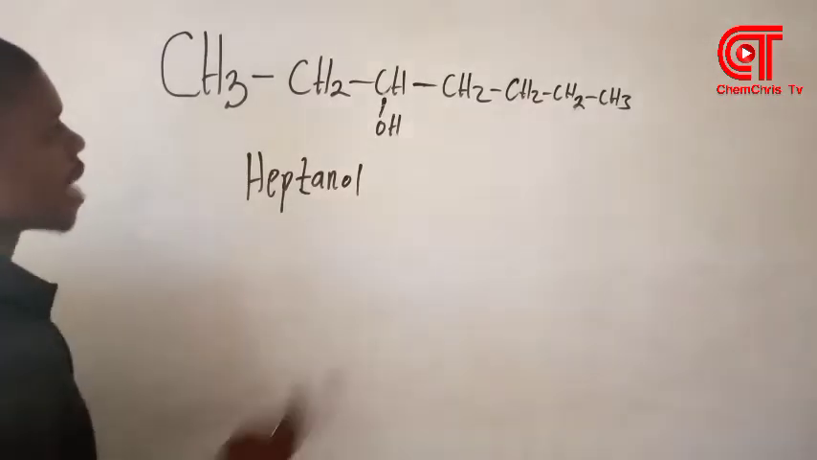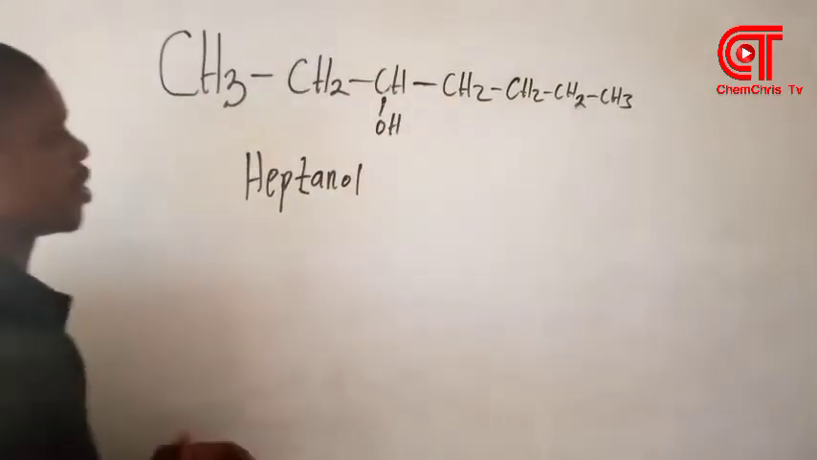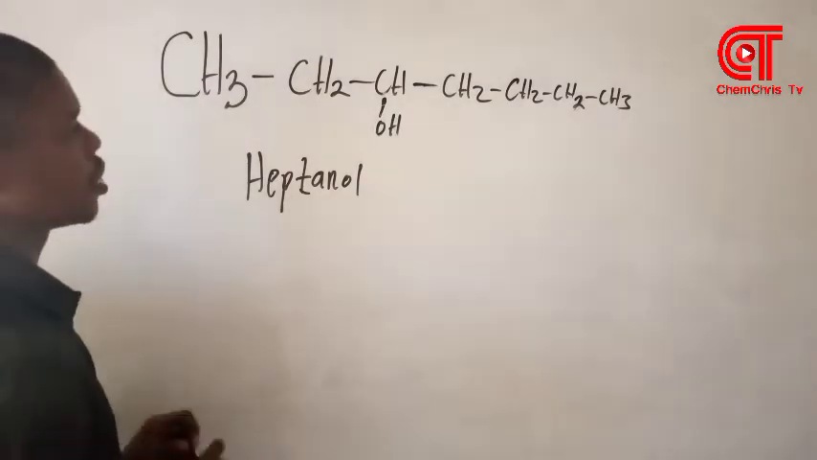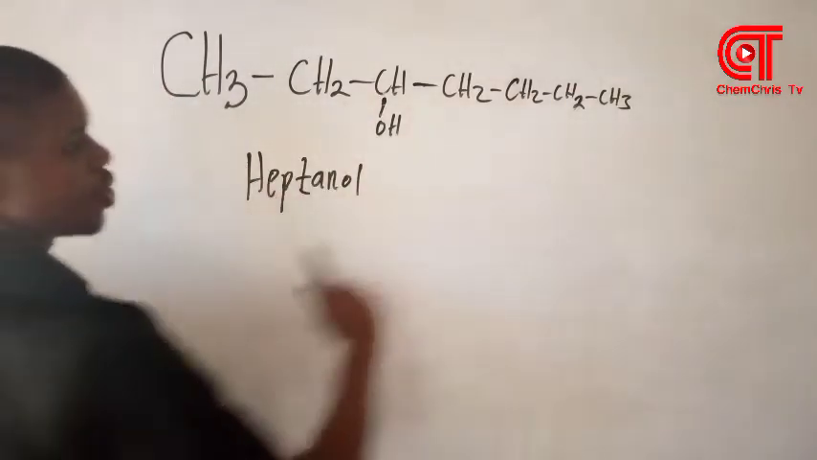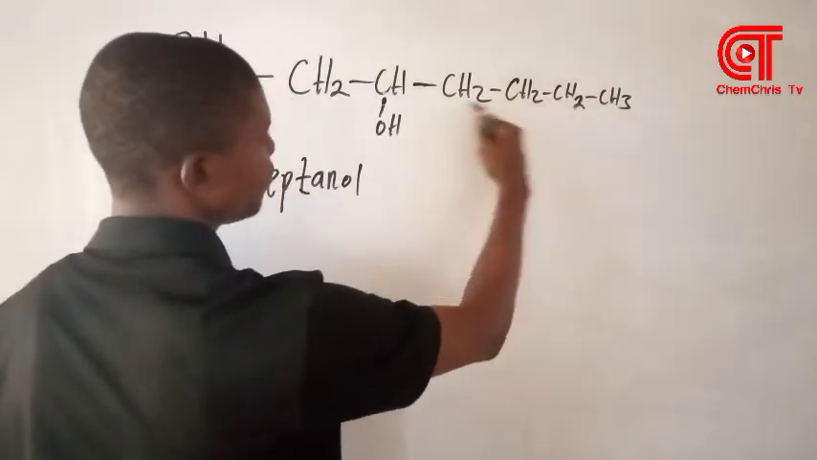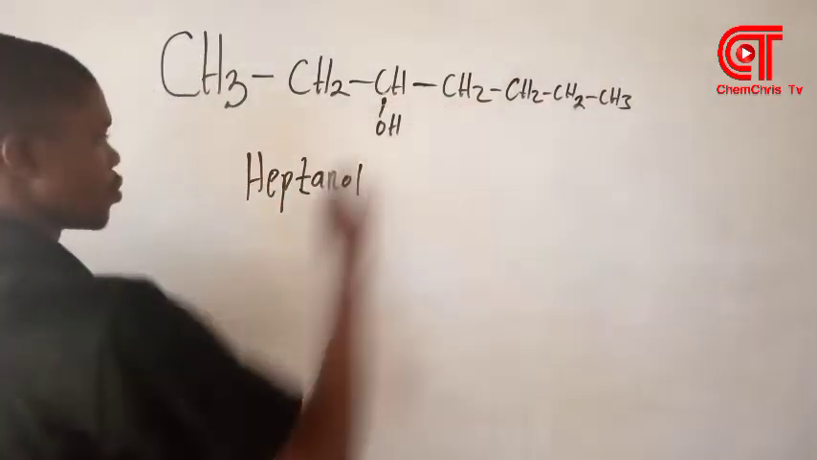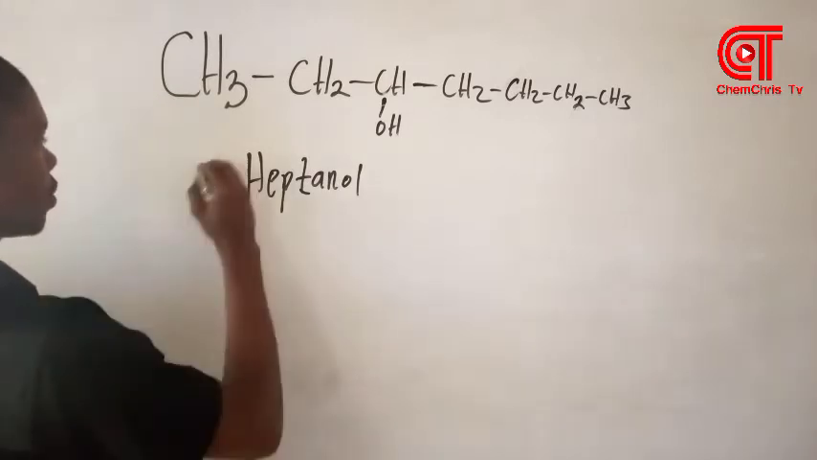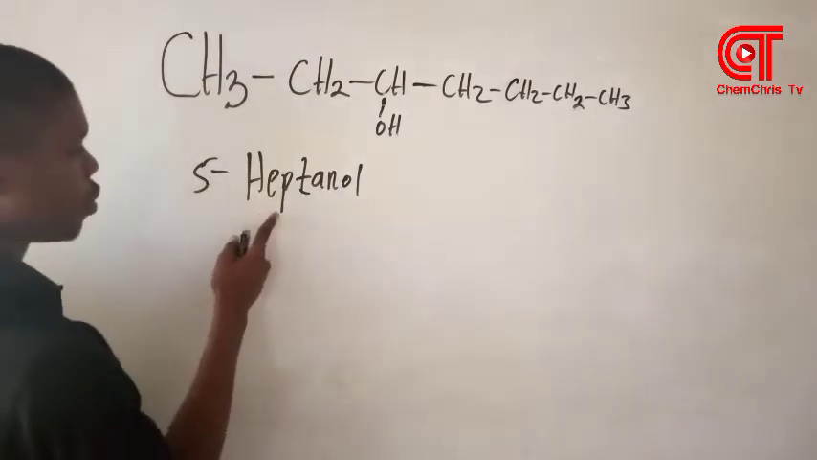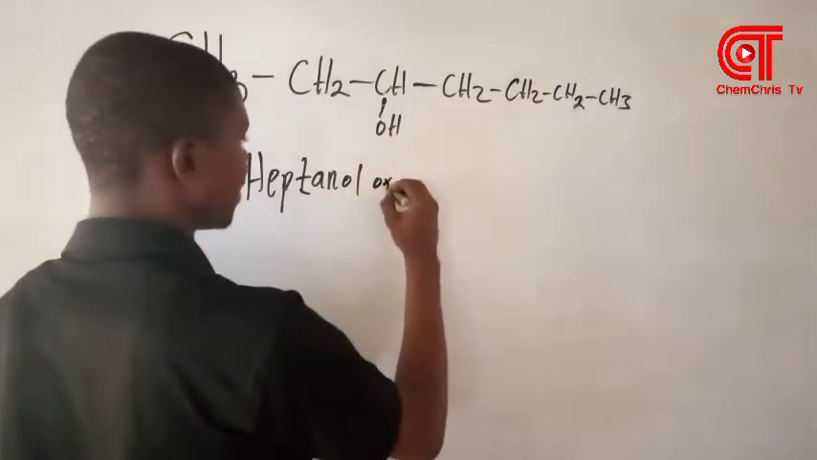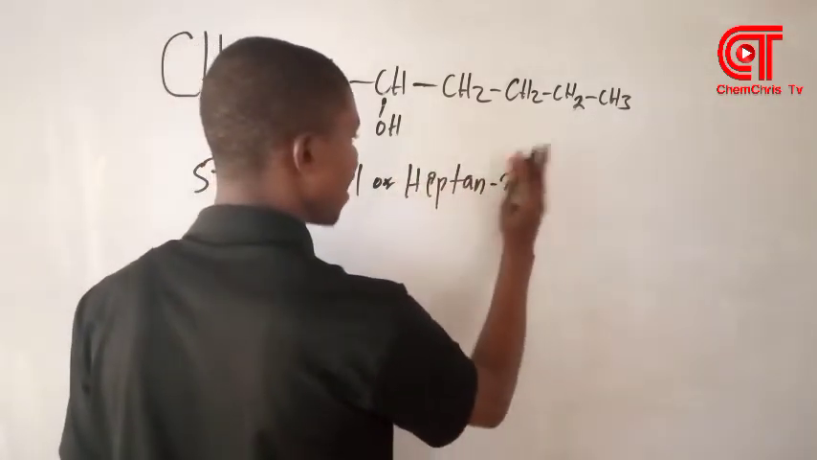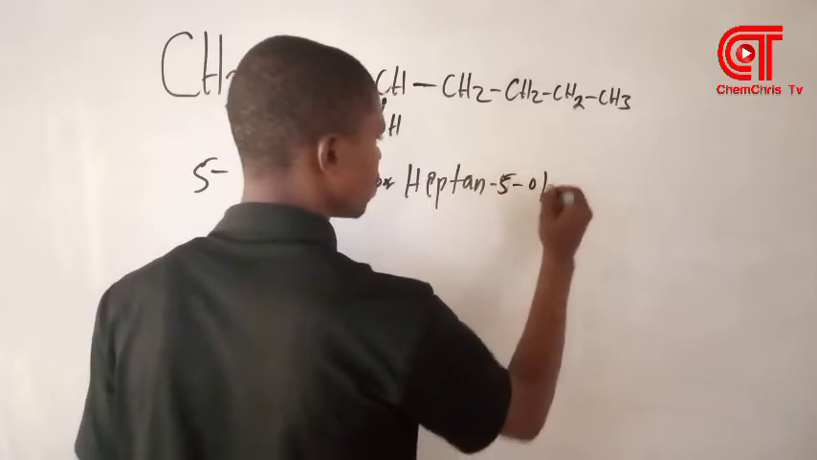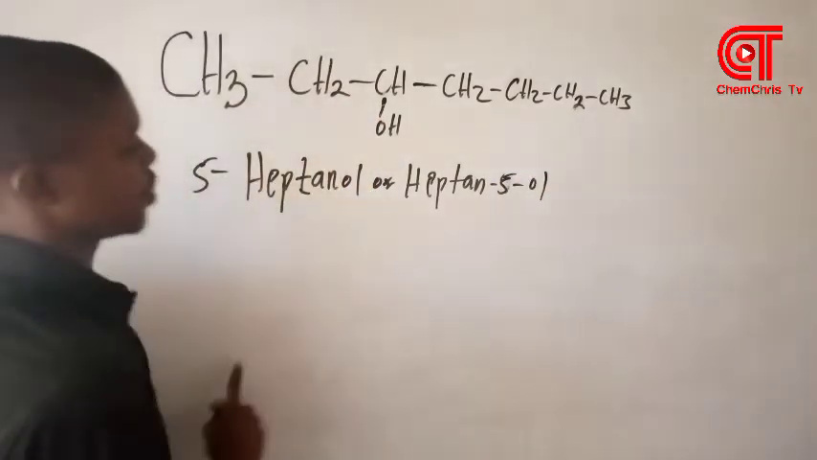Do you get that? Now, what will be the position of the OH? Remember, the carbon atom carrying the OH must have the lowest possible number. So if I start from here, 1, 2, 3, 4, 5. Here we have 5-heptanol, or you can name it as hepta-5-ol, whichever one is correct. Do you get that?